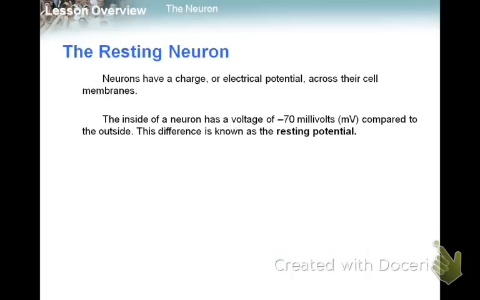A neuron at rest is negatively charged. That's called resting potential. Negative 70 millivolts inside compared to the outside. This is an electrical charge, the nerve impulse. So because that charge is sent from one neuron to the next, even the resting neuron is charged. It's negative.